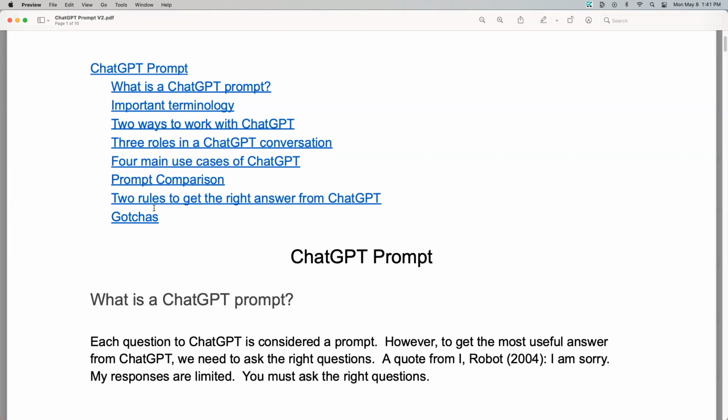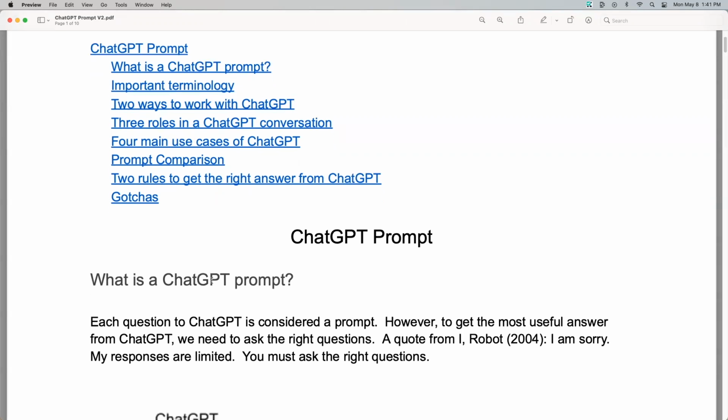And lastly, two points I want to bring up. One, two rules to get the right answer from ChatGPT, and then a couple of gotchas. Very important. But let's start.